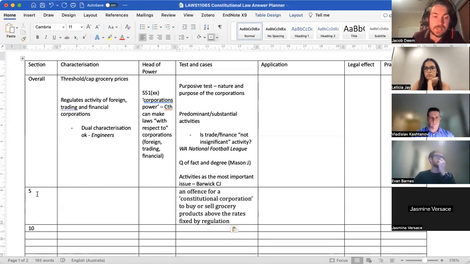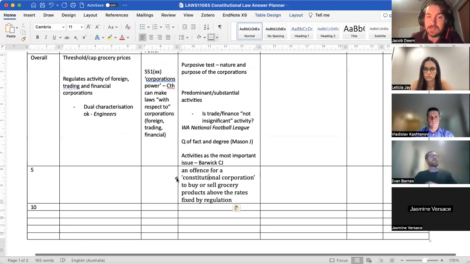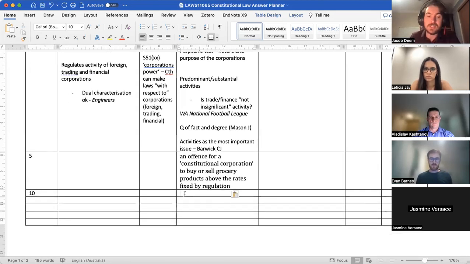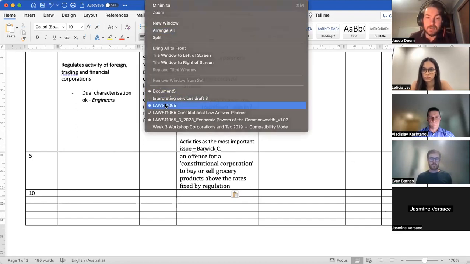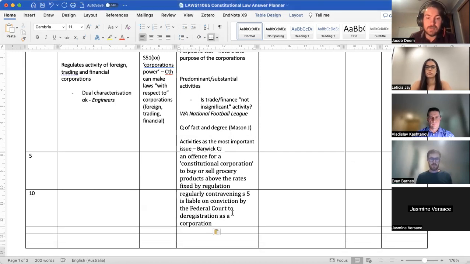So here, because Section 5 is focused only on constitutional corporations, we'd be happy that that's a law that pretty squarely fits into a law being with respect to a constitutional corporation. That's fine. Section 10, same thing, because Section 10 hinges on Section 5 in terms of it's a penalty for regularly contravening Section 5. It flows from the same source of power. So that's all good as well.